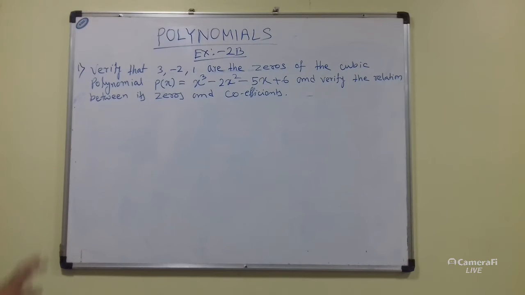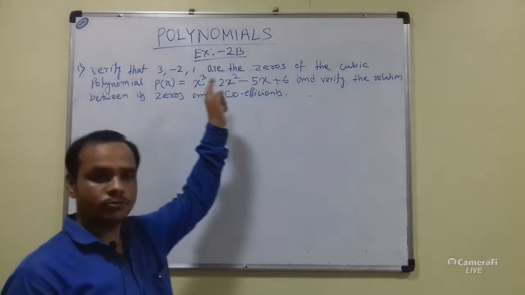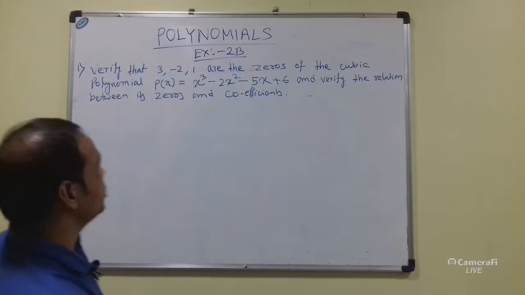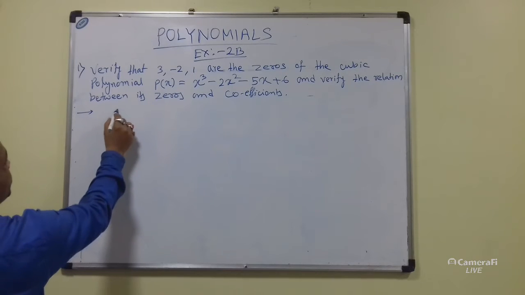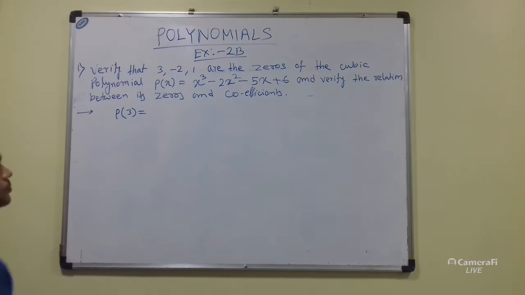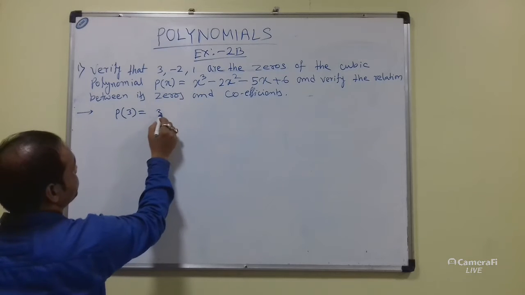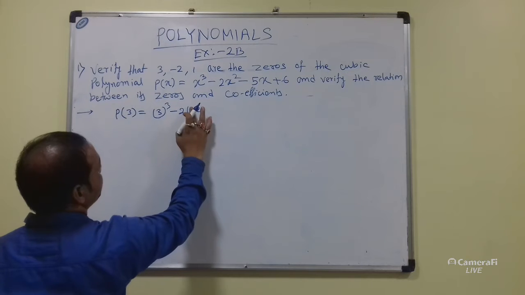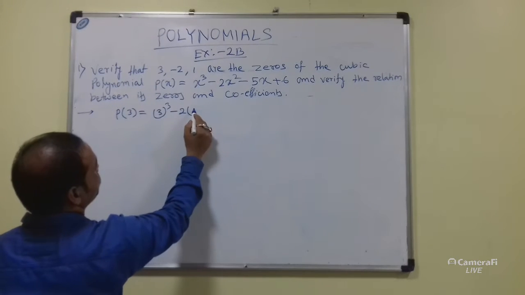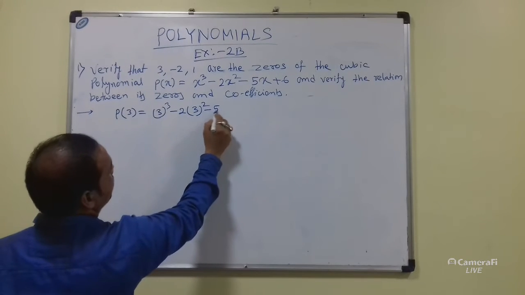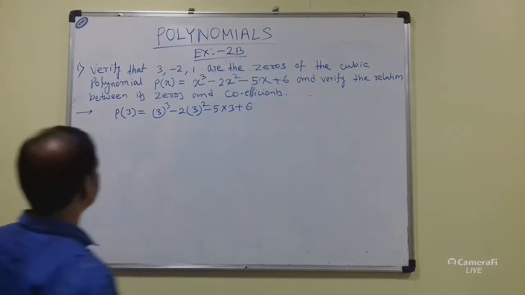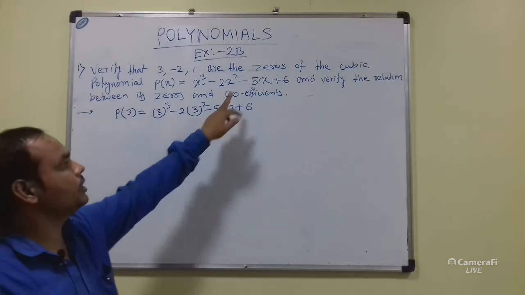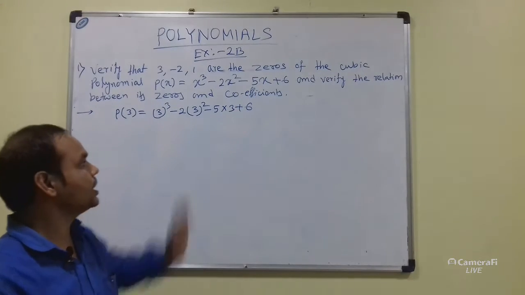So first of all, students, we have to verify that 3, minus 2 and 1 are the zeros of the cubic polynomial P of x is equal to this. So now at first we have to put 3 in the place of x. Then x cube means 3 cube, minus 2 into 3 square, minus 5 into 3 plus 6. So P of 3 is equal to 3 cube minus 2 into 3 square minus 5 into 3 plus 6.